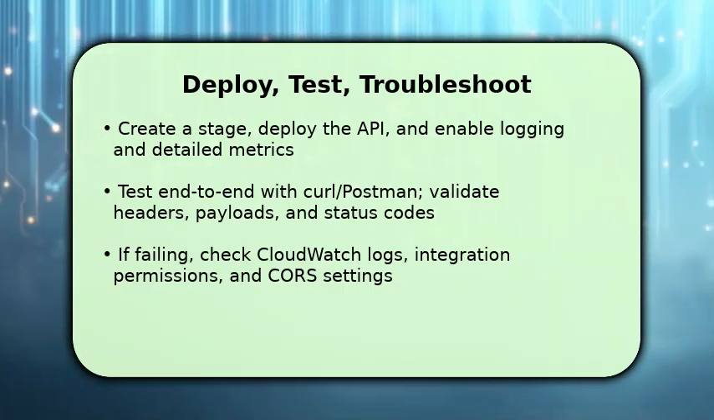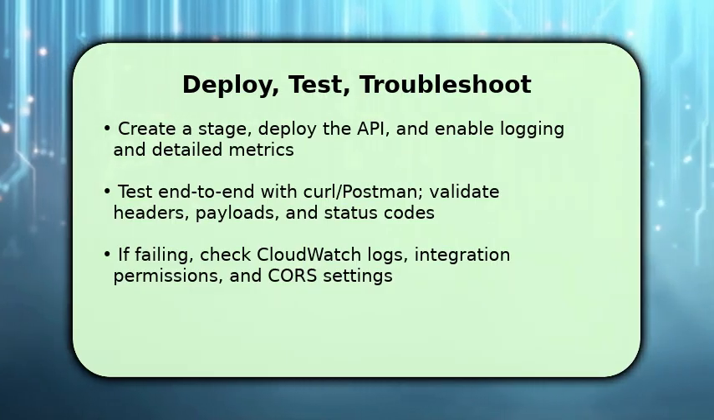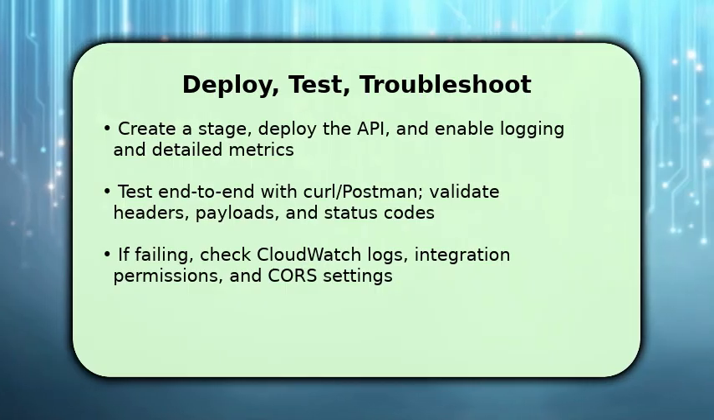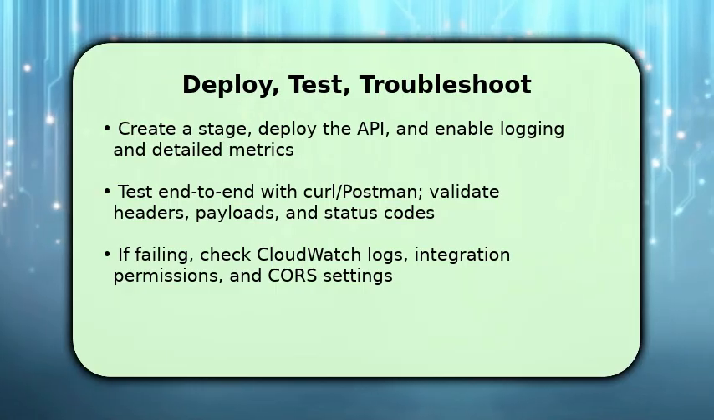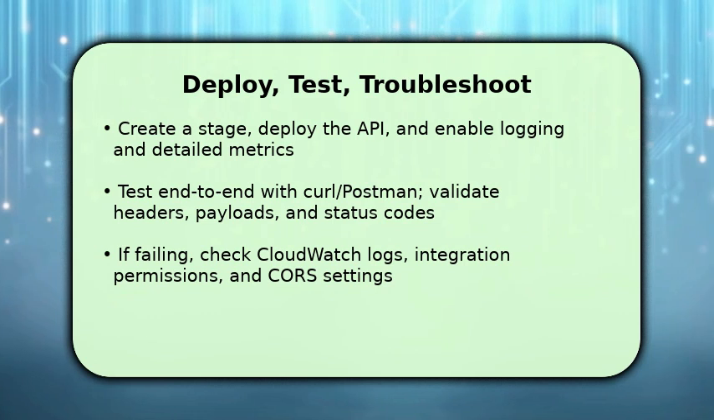If calls fail, check CloudWatch logs for API Gateway and your backend, verify IAM role trust and resource policies, and revalidate CORS if browsers are blocked. One troubleshooting tip: when in doubt, enable detailed logging and reproduce the failing request to see the exact error.